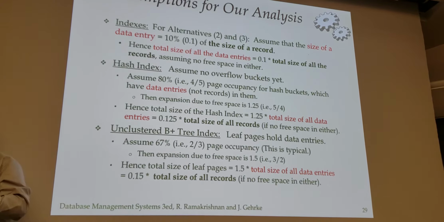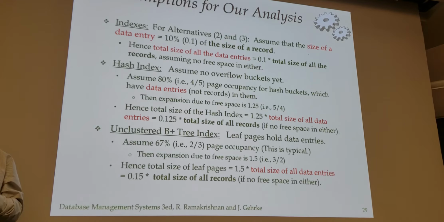Unclustered B tree index. That's what's going on now. The leaf pages hold data entries. This is approach 2 or 3. And we will make again an assumption that things are 2/3 full inside the leaf pages. Again, it's going to be between half full and full. On average, it'll be about 2/3 full.